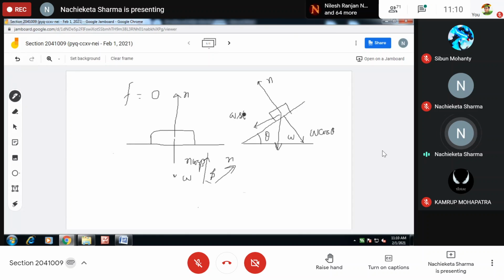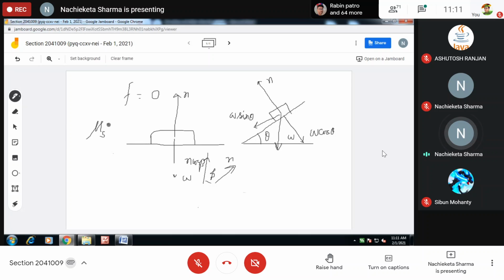So what will be your force of static friction? Can anybody say? Now your applied force is W sin theta. So what should be the frictional force, force of static friction? Mu Sn. No, no. Why will it not be mu Sn? Because mu Sn is Fs maximum. That is the maximum static friction.